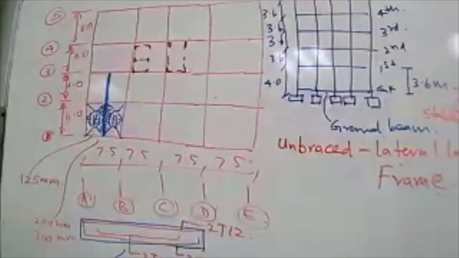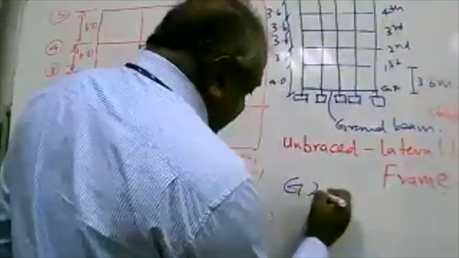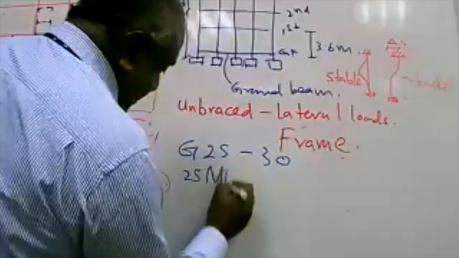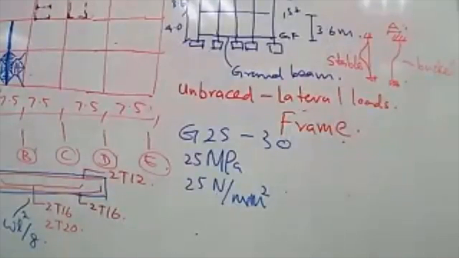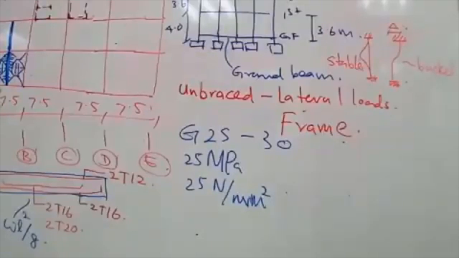Whether we need grade 25 or 30, 25 megapascal concrete, or 25 newtons per millimeter squared concrete, or 30. What is your preference? I mean, there's no need to go for 30. If you can manage with 25, no harm in managing with 25. But when you go for 30, especially when you are using the Eurocode, you can gain some advantage with the cover. So it's up to you. You can select grade 30.